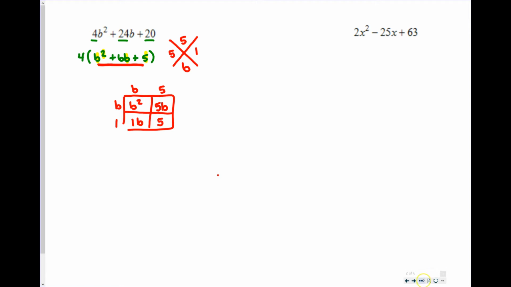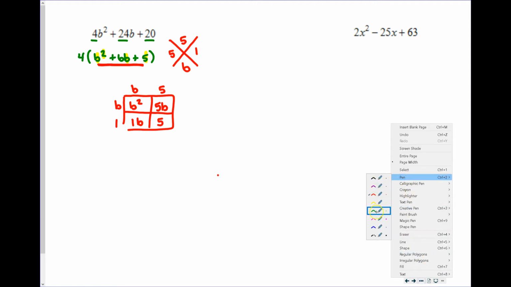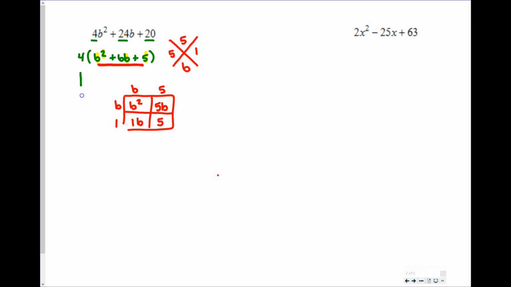Now be very careful. For your final answer, you have to pull this 4 down. That has to be part of your answer here. If you don't put that 4 in, then your final answer is not correct. That 4 is part of the problem. Okay, so then put in your binomials, b plus 5, b plus 1. Put a box around your final answer. For this unit, that's really important because there's a lot of work here, and I need to know what your final answer is. It's really hard for me to do that without a box.